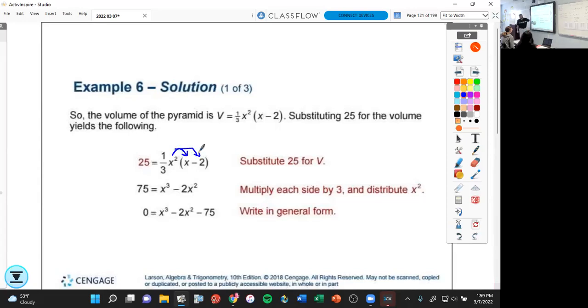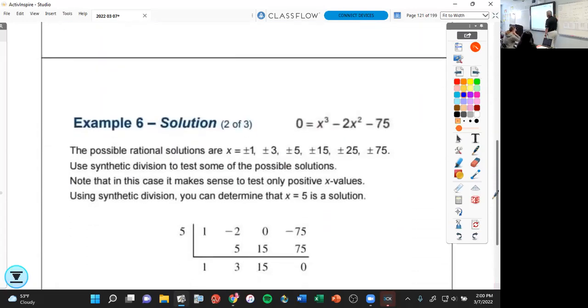Okay, so they multiply each side by 3 and distribute the x squared gives us 75 equals x cubed minus 2x squared. Put it in general form, meaning set it to 0. Now what? Factor. No. So now we have to factor this. Okay, I'm not going to waste any time with factoring that.